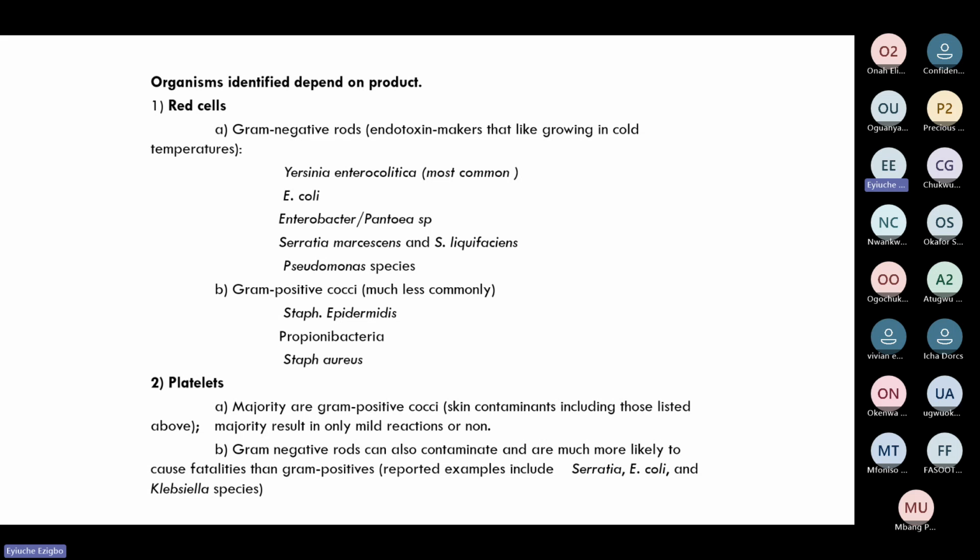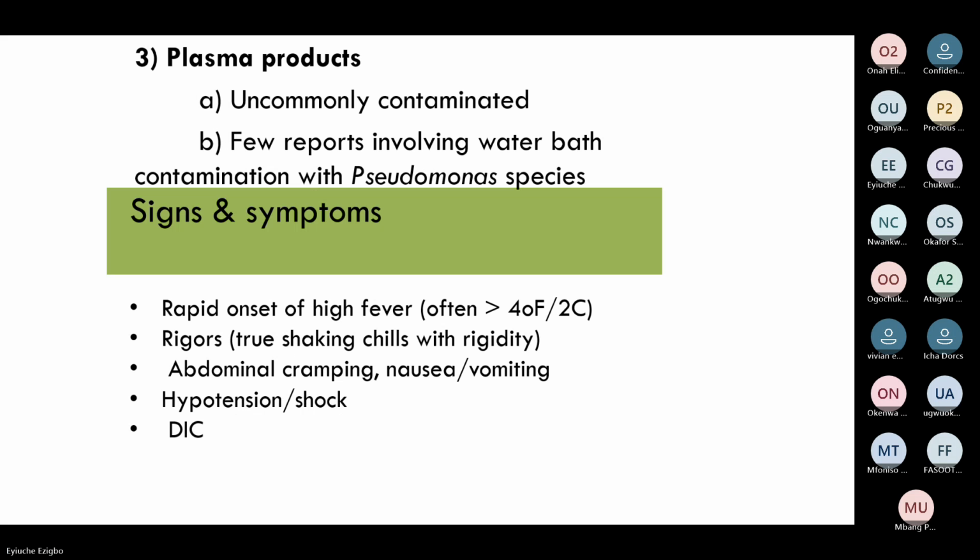Then in platelets, the majority of the organisms that contaminate platelets are gram-positive cocci, that is skin contaminants, including the ones we mentioned for red blood cells. Majority result in only mild reaction or none. They also have gram-negatives that contaminate platelets. So plasma products are uncommonly contaminated. There are only a few reports involving water bath contamination with Pseudomonas species.